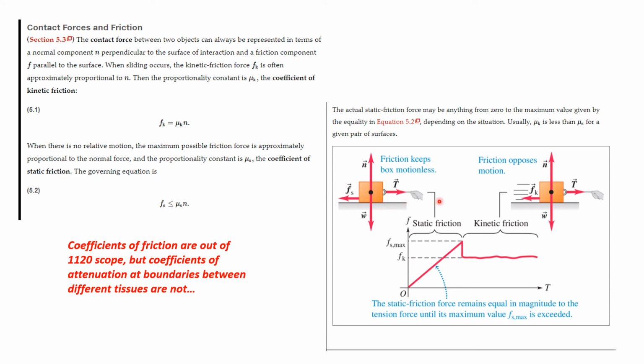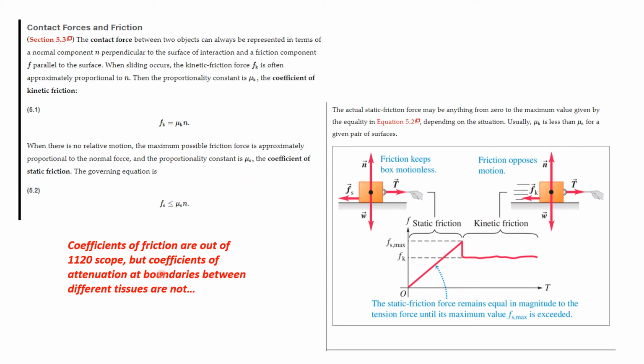You see, you're pulling here with the tension, but friction goes the other way. It retards your motion, and static friction is greater than kinetic friction. And this can be really quite complicated. But I did want to talk about it a little bit, and here's why. The coefficients of friction are out of the scope of the 1120 course. I'm not going to be talking about this any more than this.